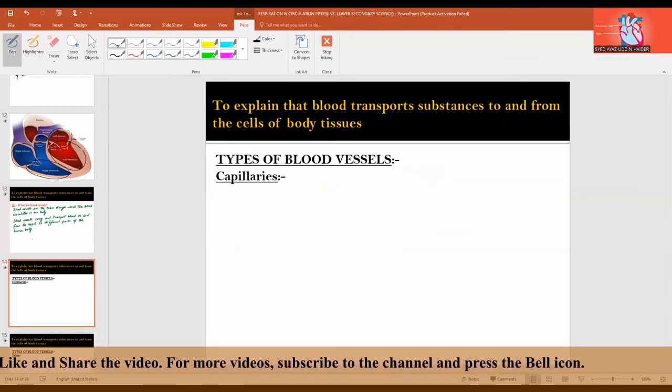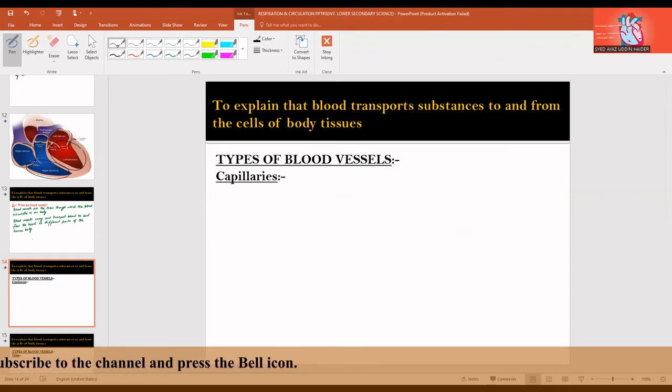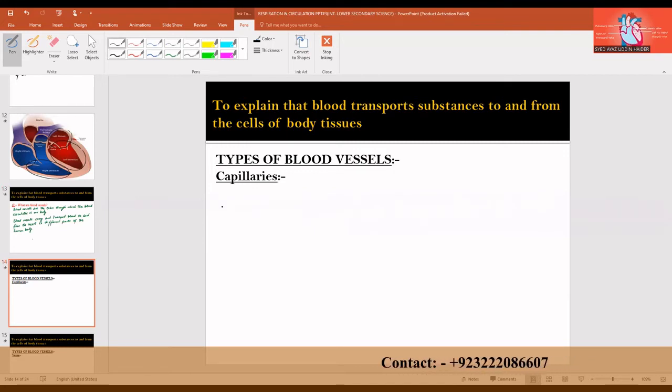Types of blood vessels. Three main types of blood vessels are capillaries, veins, and arteries. Let's talk about capillaries. Capillaries are tiny blood vessels.